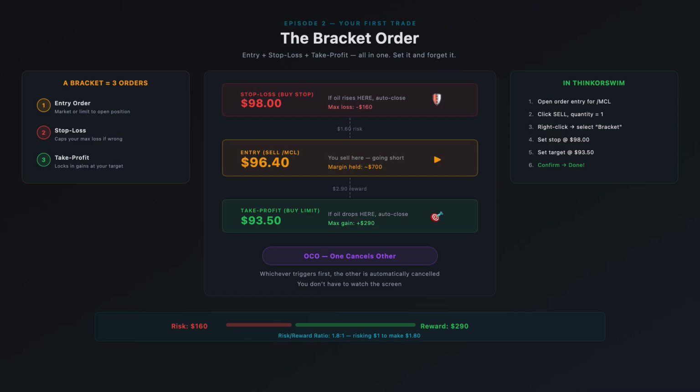The bracket handles everything. In Thinkorswim, right-click your order and select Bracket, or look for the bracket option in the order entry panel. Set your stop and target prices, confirm, and you're done.